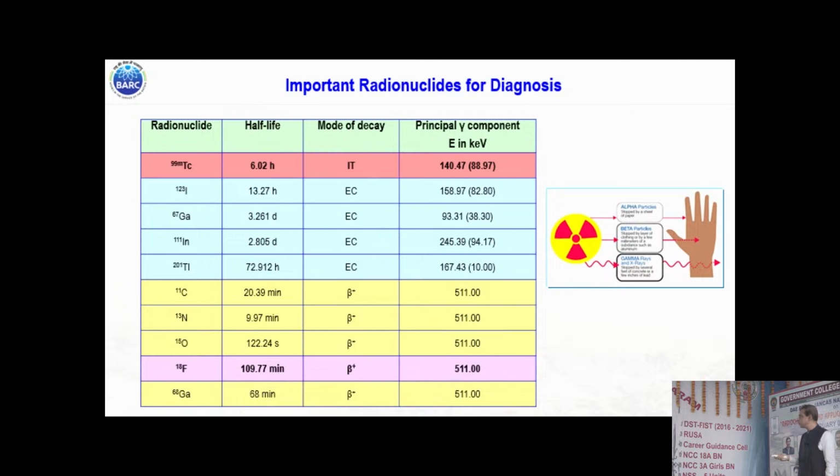So, these first 5 are basically some reactor produced, some generator produced, some cyclotron produced, and these are SPECT radioisotopes. SPECT means single photon emission computed tomography. These are basically the gamma emitters, and these bottom 5 are the PET isotopes, which stands for positron emission tomography. I will come to that. They are positron emitters basically, and among the positron emitters, the maximum used is fluorine-18.